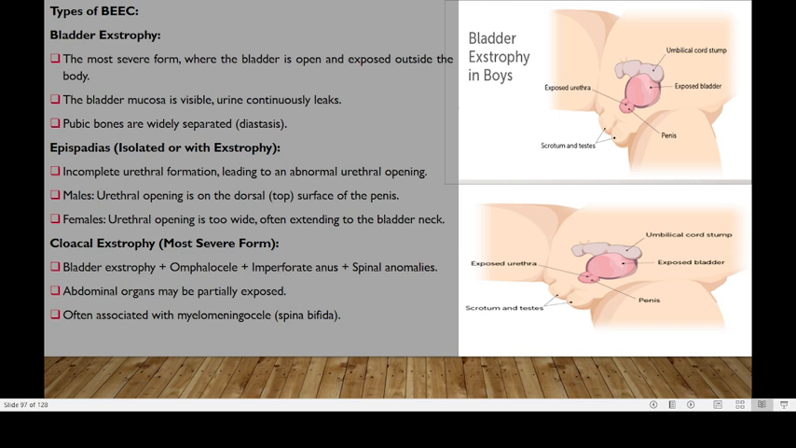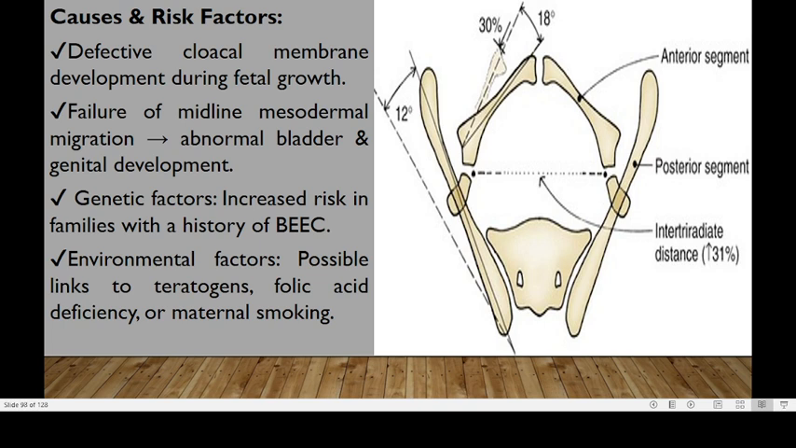The third subtype is the cloacal exstrophy. This is the most severe form, right? The most severe form. So we have the bladder exstrophy plus omphalocele plus imperforate anus and spinal anomalies. Abdominal organs may be partially exposed. This is often associated with other conditions like the myelomeningocele, a subtype of spina bifida.